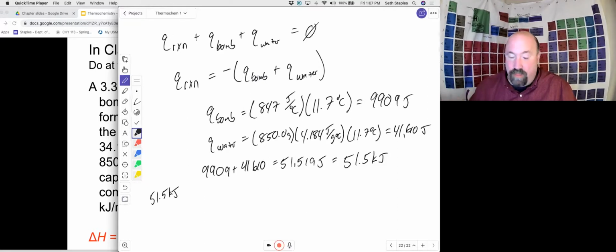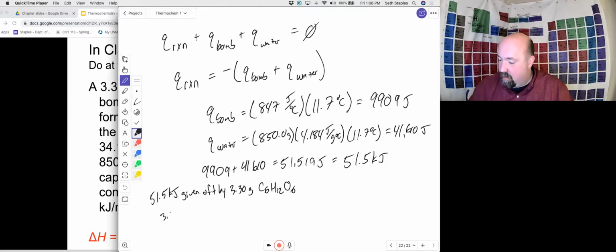That's given off, though, by 3.30, all right, that's just too messy even for me. So 51.5 kilojoules of energy given off by 3.30 grams of the glucose. We want to know the energy associated with 1 mole, though. So just like we just did with our last example, we're just going to convert from grams to moles.